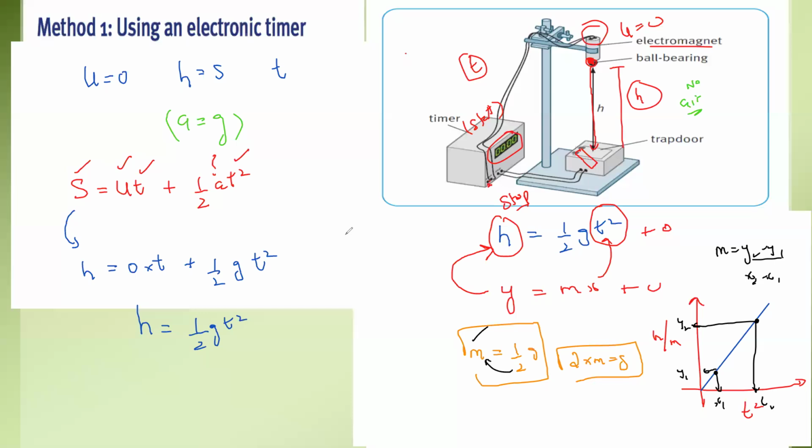And why is it a straight line? Because, as you can see, the gradient is equal to 1/2 g. 1/2 is a constant, a fixed value, 0.5. g is also a constant, since acceleration due to gravity is constant. So the gradient of this graph will be a constant value. Whenever the gradient of a graph is constant, it must be a straight line. And how do we identify that it should start from the origin? Because the y-intercept of this graph is 0.